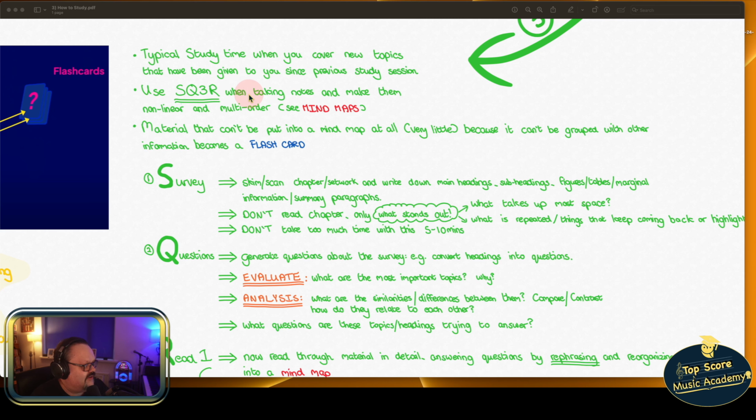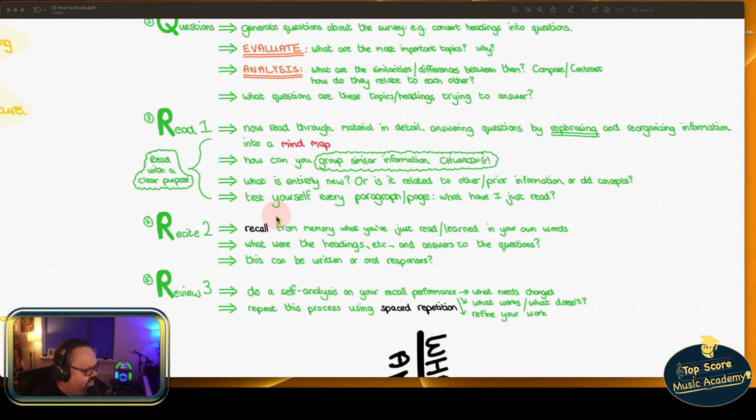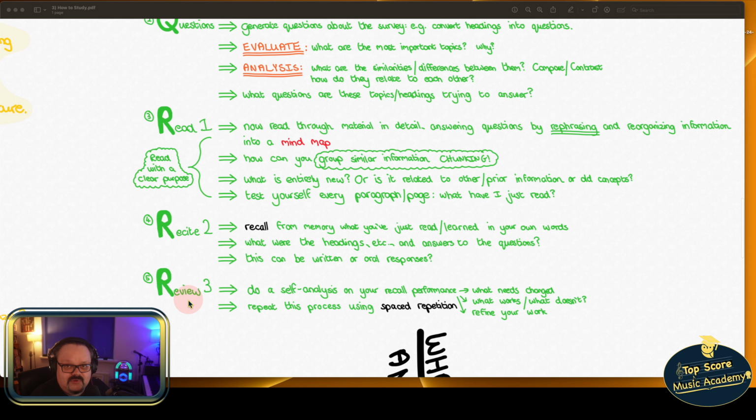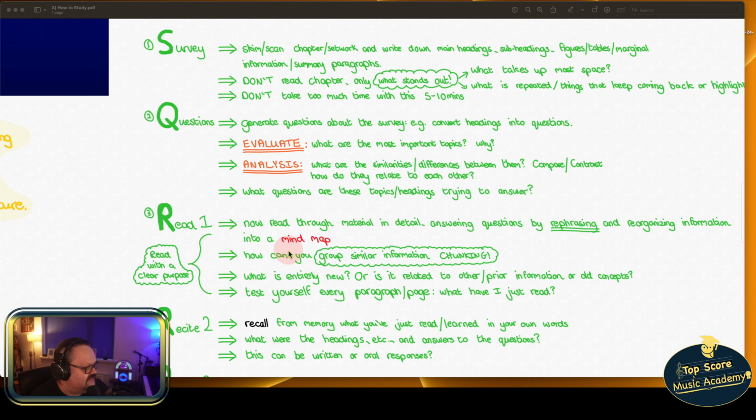So SQ3R, when taking notes and making them non-linear and multi-order. Okay, there's a lot of jargon in that. What do we mean by SQ3R? What do we mean by non-linear and multi-order? For SQ3R, well, SQ: survey, question, and then the 3 R's: read, recite, and review. And we're going to go into each of those in a bit of detail as well.